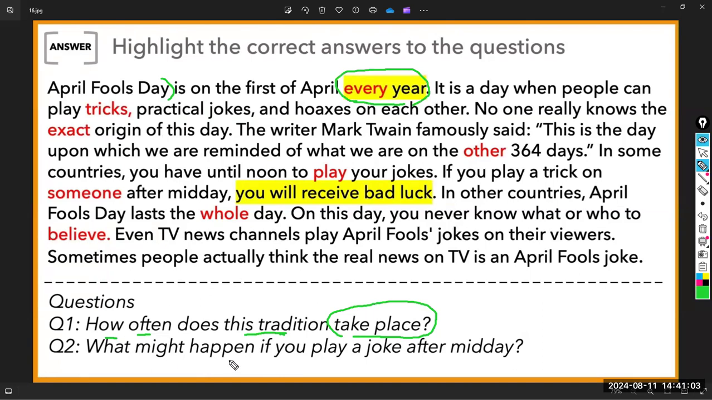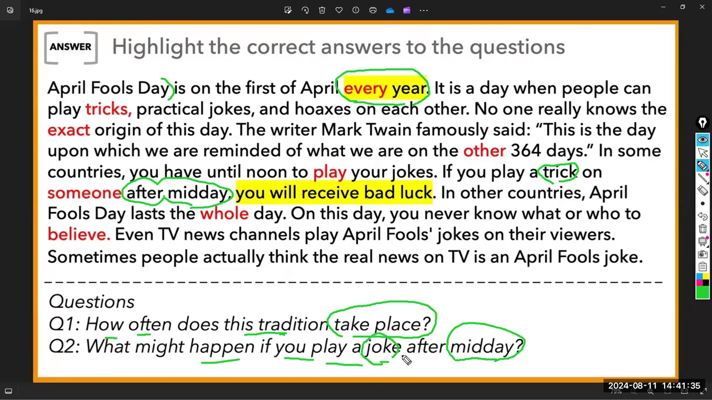2. What might happen if you play a joke after midday? Absolutely, this is a keyword. I have to search in the passage. This is midday. After midday. And absolutely, I have to go back to the beginning of the sentence. If you play a trick, play a trick or joke. So notice that here, the writer mentioned a trick, but in the question, I have a synonym, which is joke.